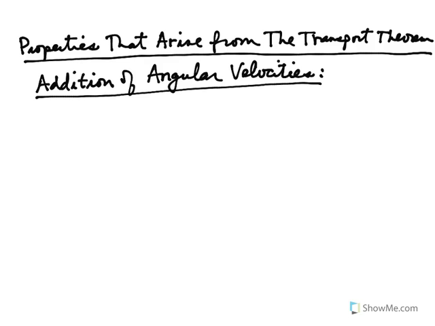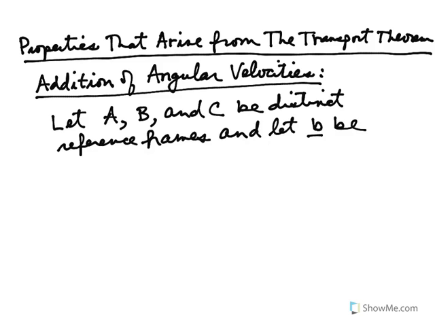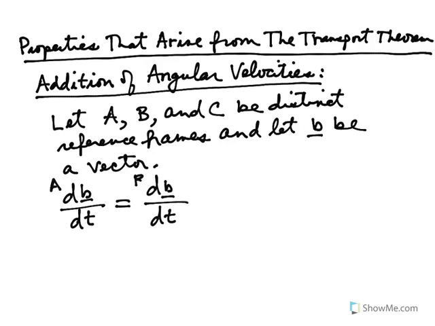And in order to do that, we're going to start as follows. Let A, B, and C be distinct reference frames. And let B be a vector. And we know from the transport theorem that the rate of change of B in frame A is equal to the rate of change of B in frame B plus the angular velocity of B in A crossed with B.